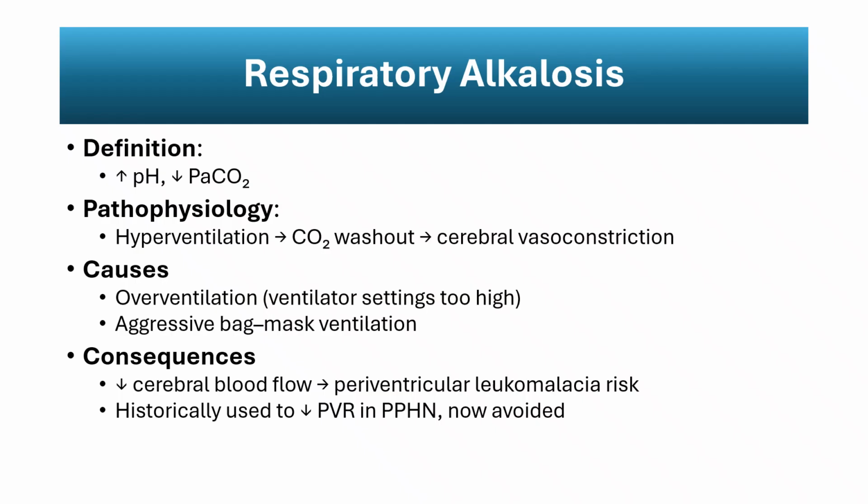In the past, hyperventilation was deliberately used to reduce pulmonary vascular resistance in infants with pulmonary hypertension, but this strategy is now avoided because of the risk of cerebral ischemia and secondary injury.